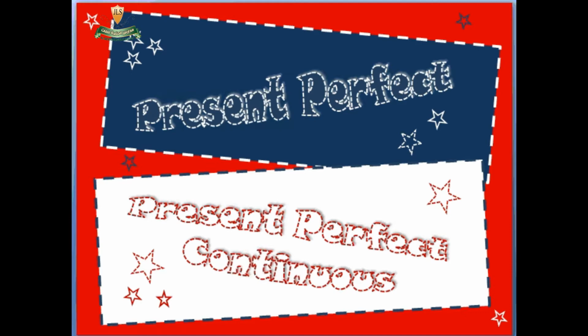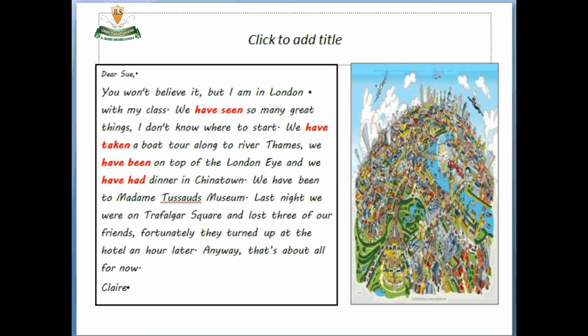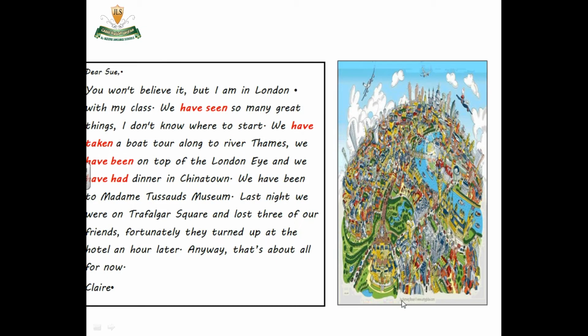First of all, we are going to read the comprehension together, the reading text, and then we are going to guess what it is about. Okay? Come on, let's read it together.